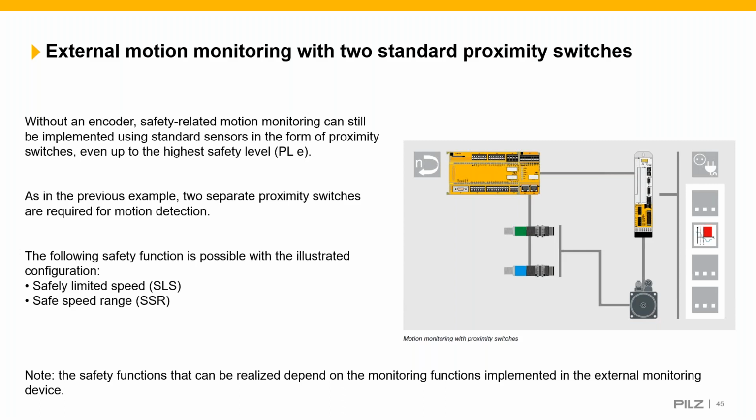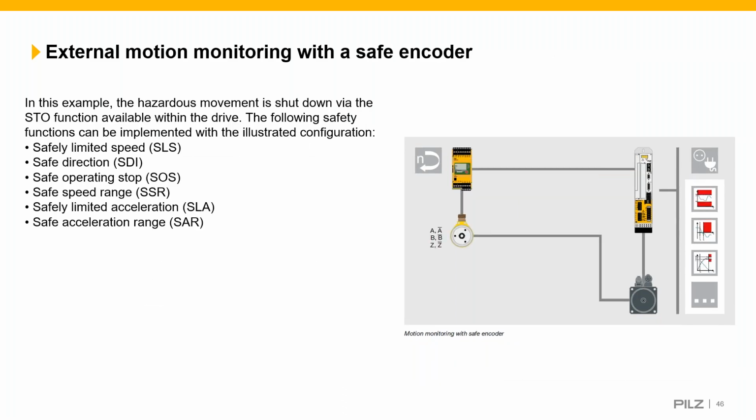So as in the previous example, 2 separate proximity switches are required for motion detection. The following safety function is possible with the illustrated configuration. So safe limited speed and safe speed range is all you can achieve there. But again, this is quite common and quite widely used. So again, the little footnote there, I read that once, so I won't read it again.